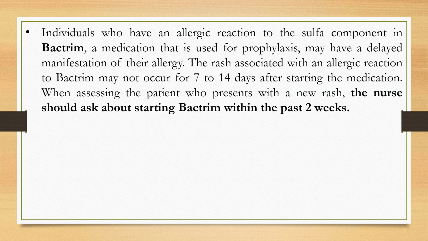Individuals who have an allergic reaction to the sulfa component in Bactrim, a medication that is used for the prophylaxis of HIV, may have a delayed manifestation of their allergy. The rash associated with an allergic reaction to Bactrim may not occur for 7 to 14 days after starting the medication. So when assessing the patient who presents with a new rash, the nurse should ask about starting Bactrim within the past 2 weeks. This is an important nursing consideration.